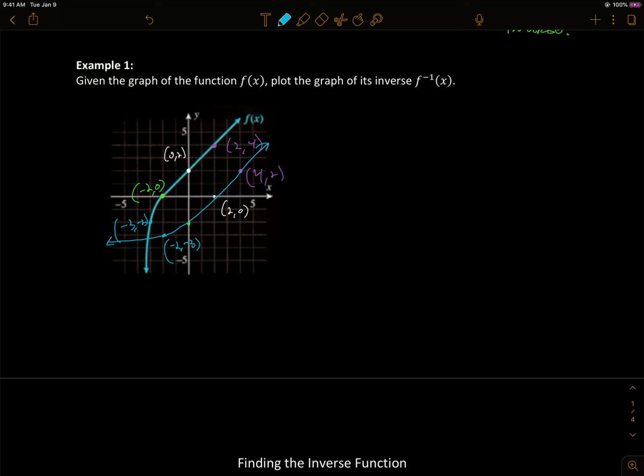And again, we can see that it's reflexive about that line y equals x. So that's how we're going to plot. If we're given a graph, we're going to find some x and y, some coordinates, and switch the x and the y, and then plot the inverse.